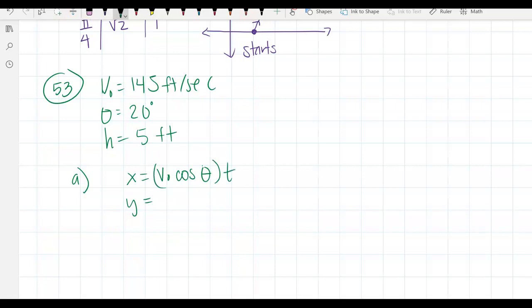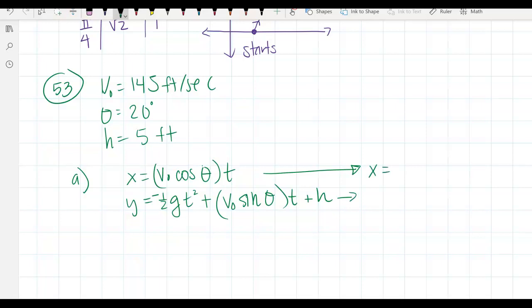So y of t is negative 1/2 times gravity times t squared plus velocity times cosine of an angle times t plus, sine, thank you. All right, and then plus h. Katie, are these okay? Yeah. All right, Katie, what is your v sub 0? It would be 145. Perfect. What is your theta? 20 degrees. Perfect. Make sure your calculator is in degrees. And then this is just going to be times t.